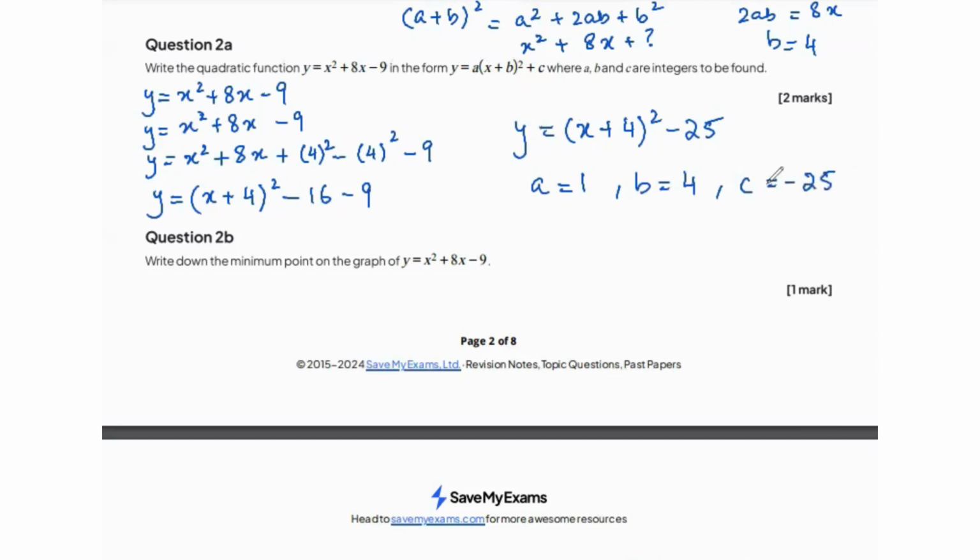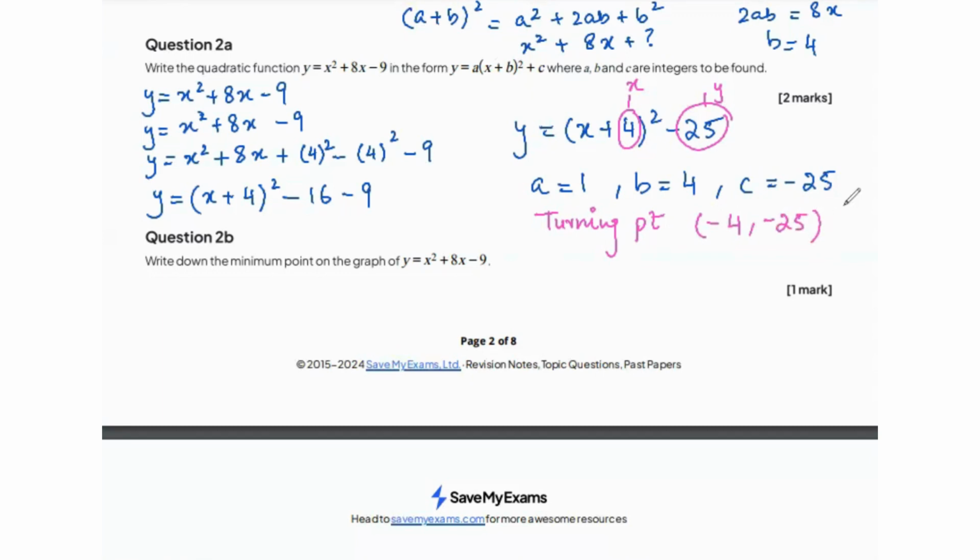This is your completing square method. Now, the completing square method is very commonly used when they're asking us to find the turning points of a quadratic curve. So turning points are basically these values. This is your x value and this is your y value for the turning point. So if they're asking us to find the turning point, that would be negative 4 and negative 25.